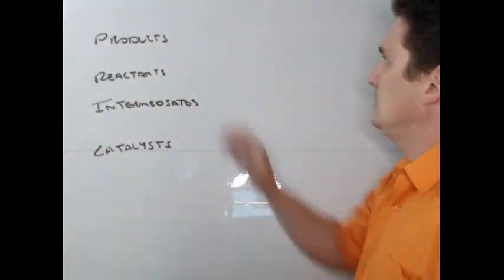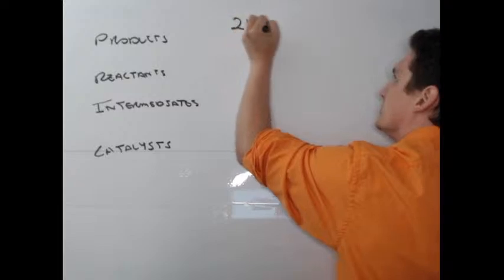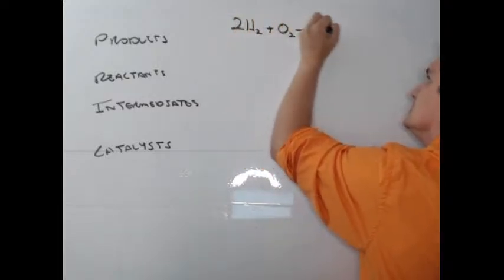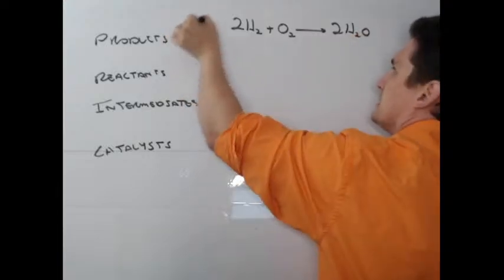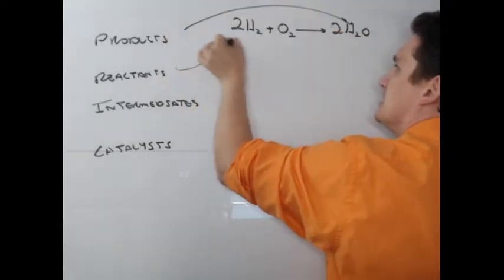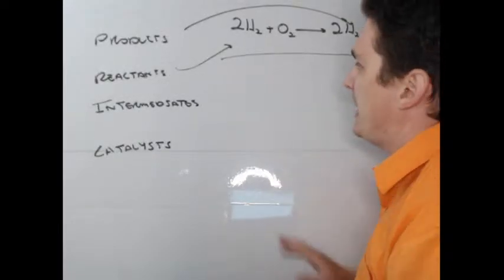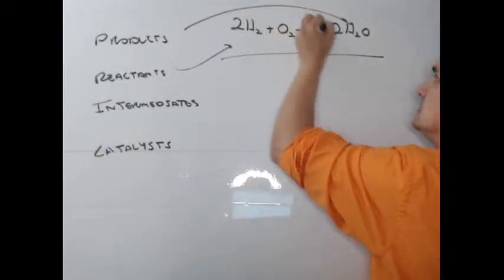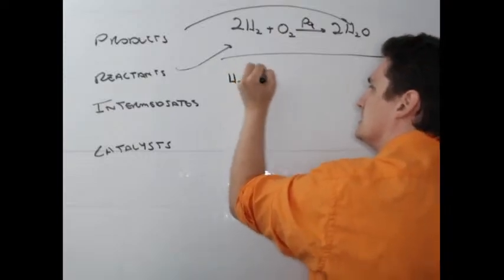So overall reactions, let's say you have, we'll do the water example. Your products are at the end, your reactants are at the start. But each individual reaction mechanistic step has its own products and reactants.